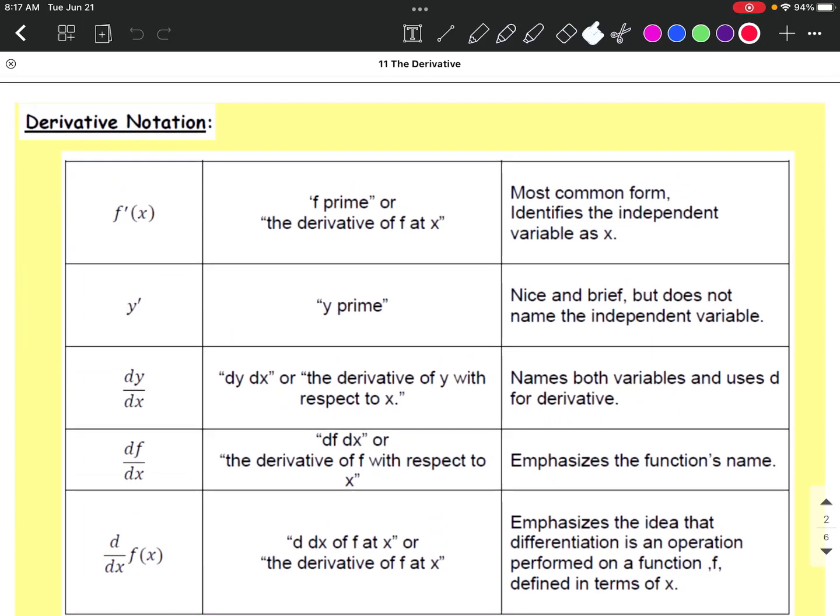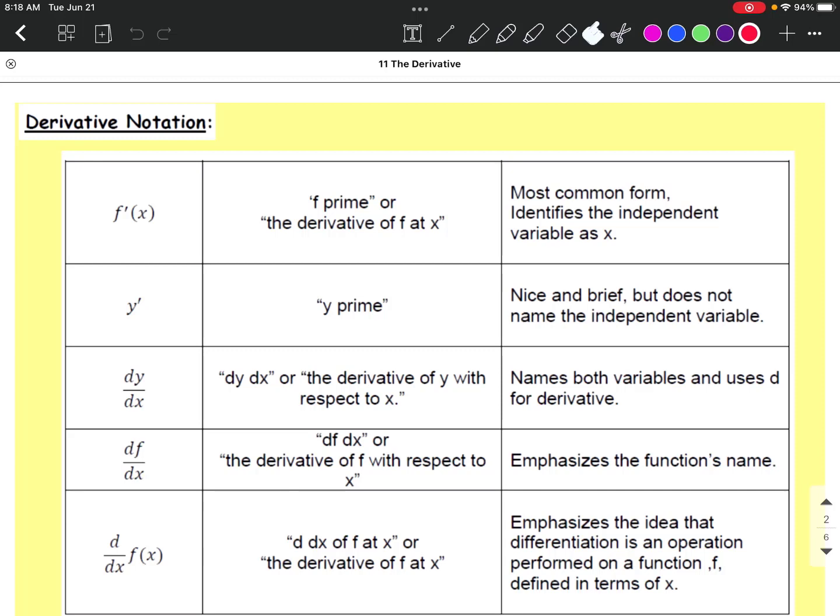There's different types and they each have their pluses and minuses. F prime of x is the one you're going to see most often. It's read f prime of x, or the derivative of f at x. It's the most common form. It identifies the independent variable as x. It's one of the ones that I like.